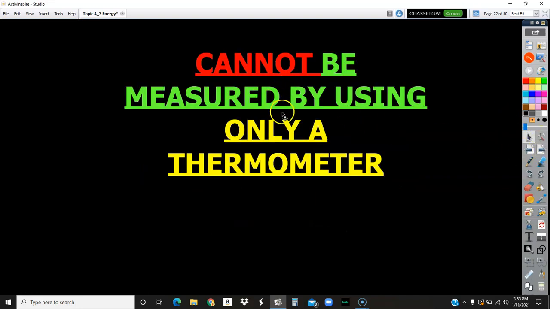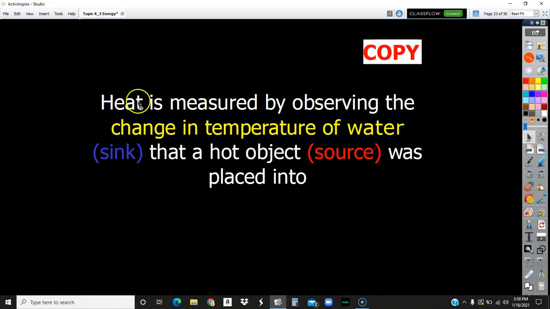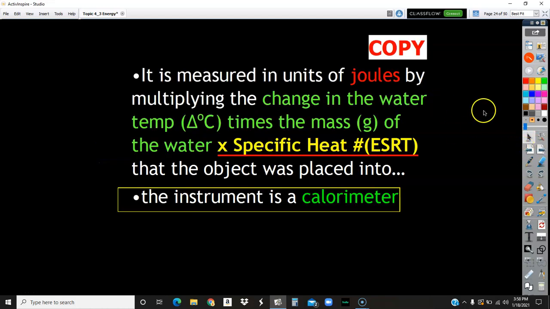You can't measure heat with only a thermometer. It says heat is measured by observing the change in temperature of water that a hot object was placed into. So if you had some kind of, let's say, hot piece of metal, and you put it into a glass or beaker of water, there's a source-sink reaction. The heat's going to leave the hot object and go into the water. And then you can measure how much heat went into the water. And there's an equation that goes with that, and that's what I'm going to talk about here.